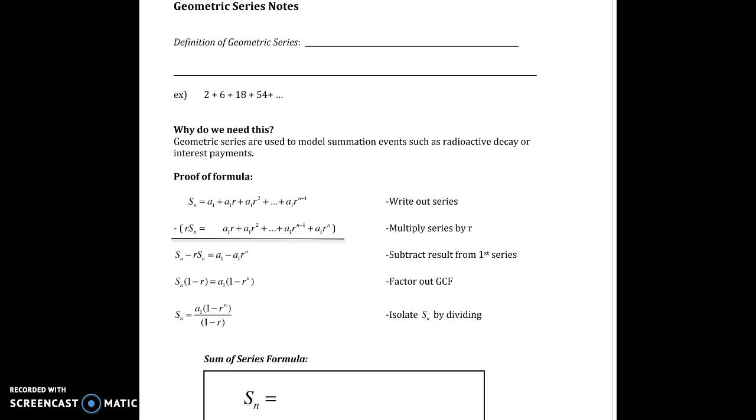This video is going to take us through developing the geometric series formula and then how to use that formula to solve questions involving geometric series.